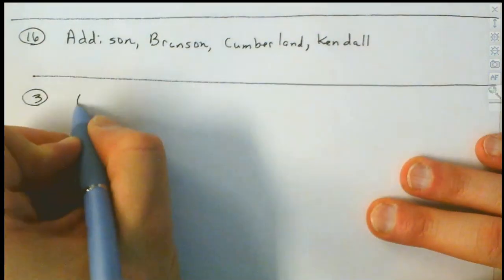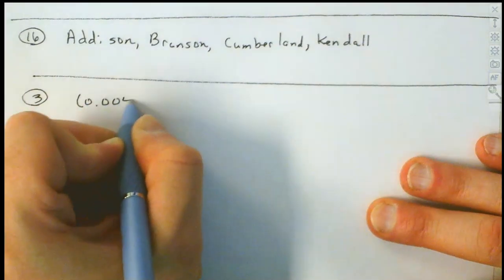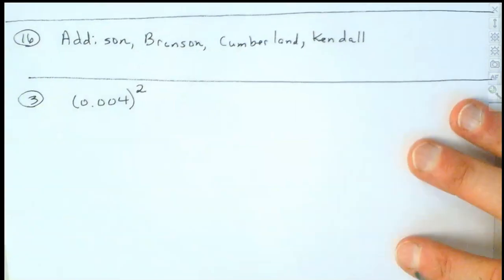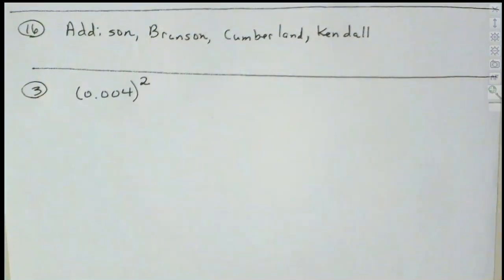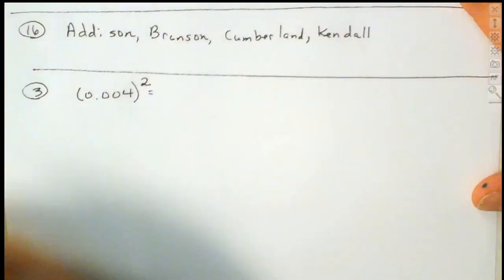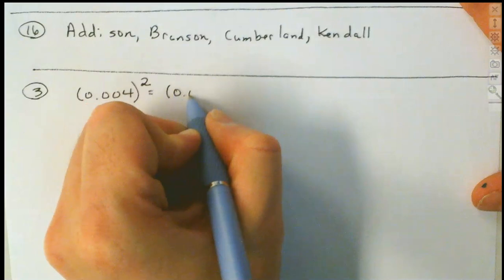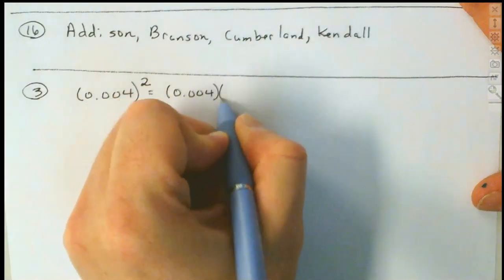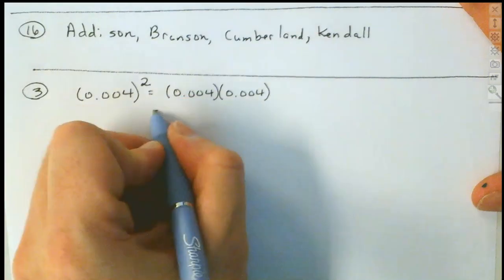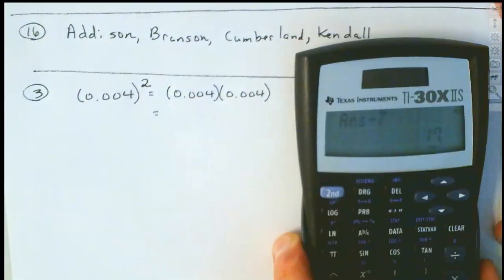And this is a decimal. What are we doing here? We are squaring it out. How many times do we have to write it out? We have to write it out twice. So we'll write these out twice because it's squared. And what does that give you?